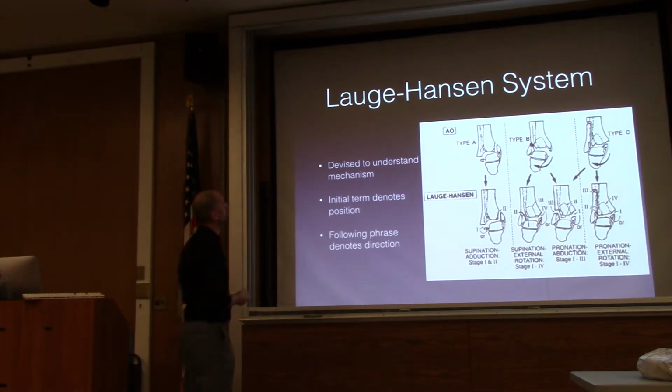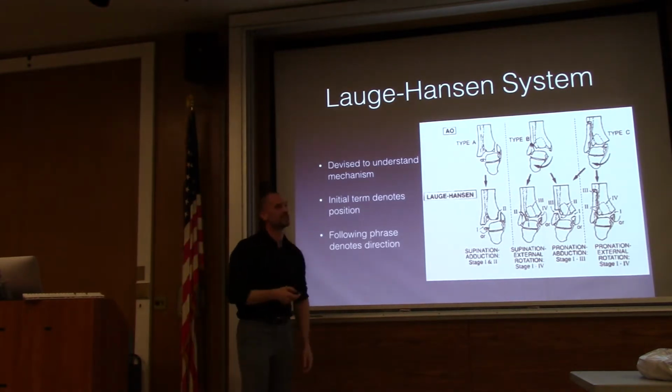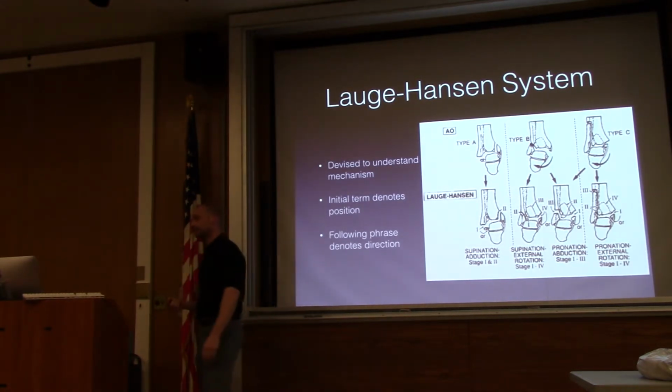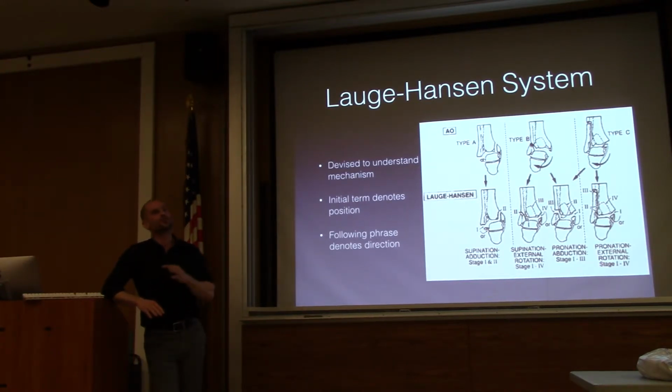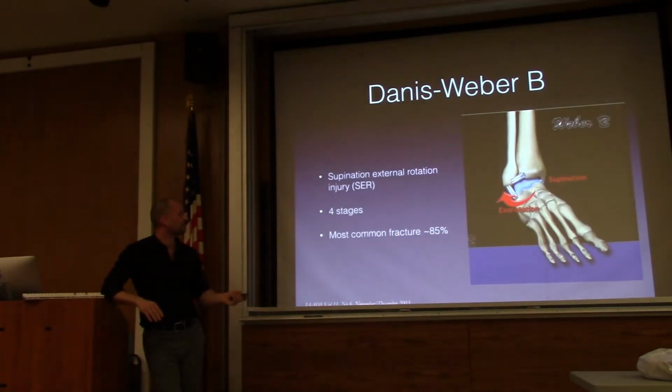Okay, there's another system, the Lauge-Hansen system. Basically, it tries to give you an actual mechanism, and a position of where the fracture is going. The first word usually denotes what position the foot is in, and the second word indicates the direction of force. So an SER, which is the most common, is a supination external rotation. You don't need to know this, but your orthopedic consultant may write things like SER2, SER4. That's the reason why I'm putting this in, so you can understand a little bit about that.